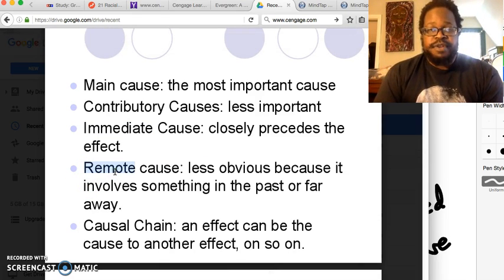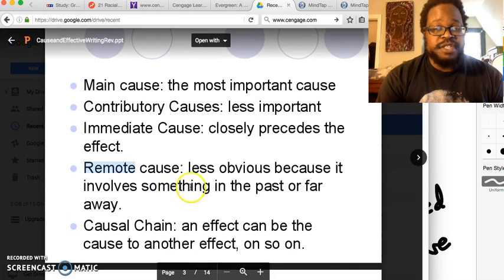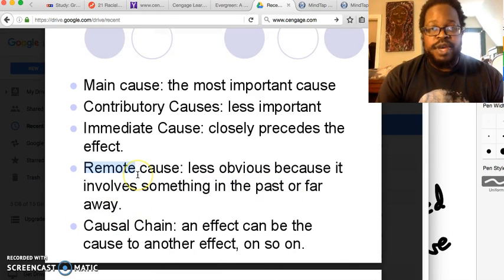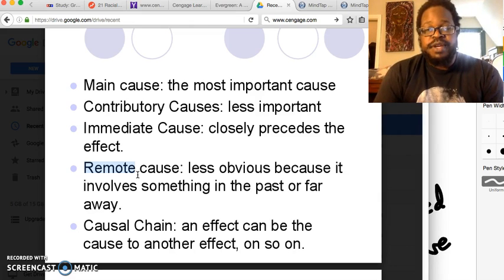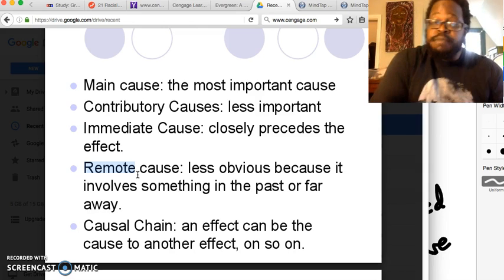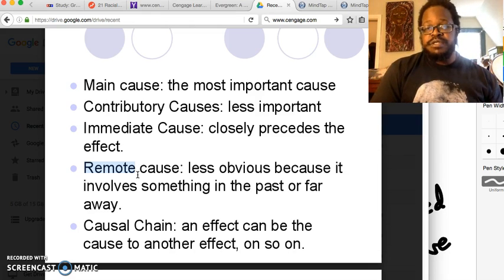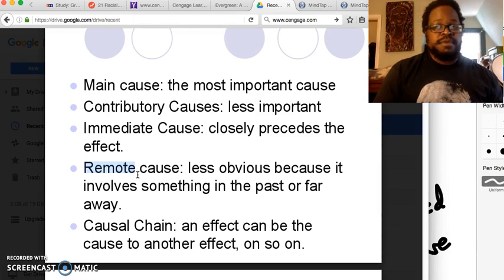Remote causes are different. They might be just as important, but they've been marinating for a while. They're less obvious because it involves something in the past or far away, right? A remote cause. So somebody might say that a remote cause for Hillary Clinton losing the election was because of the scandals of her husband, Bill Clinton, when he was in office. Sure, that might be a reason why she lost, but it's a remote cause because it happened a long time ago. Some causes are immediate, some are remote.